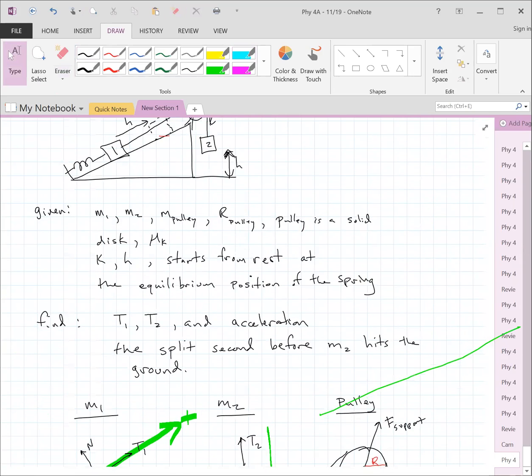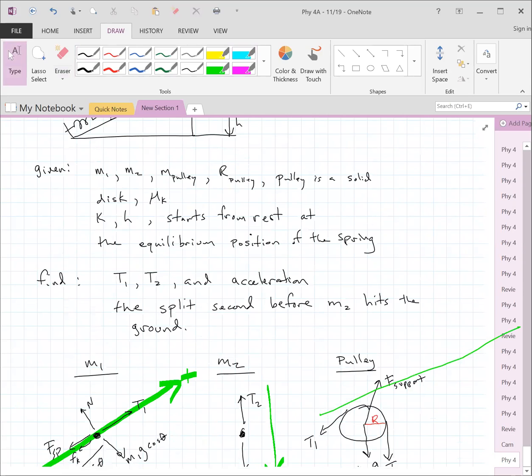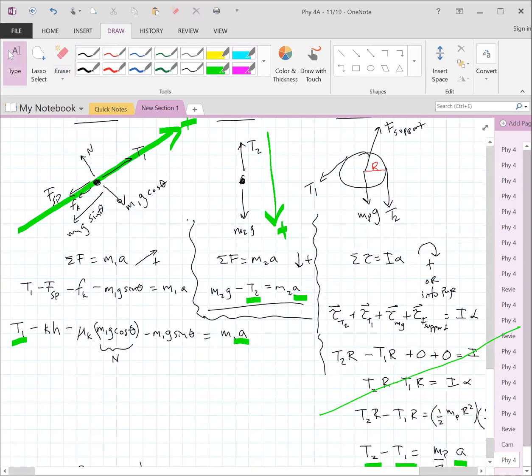So the acceleration is changing, right? As the mass moves, the force of the spring changes, and so the acceleration changes. So what I'm asking for here is the acceleration, the split second before M2 hits the ground. So basically, when M2 has moved by a distance h, that's the acceleration we're solving for. And at that instant, this is the spring force. At an instant before, it's going to be less than that. At an instant after, it's going to hit the ground, so I guess it would be very different then. But we can only solve for it at a specific instant.